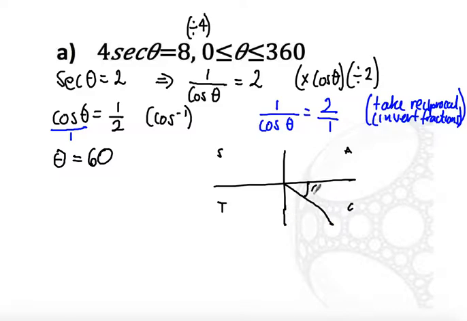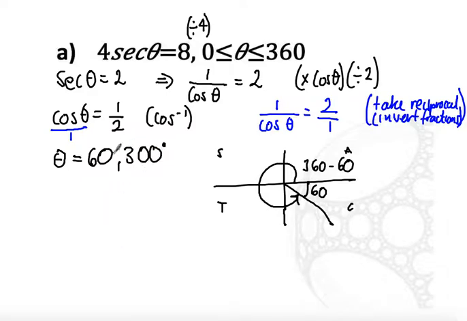So here's my 60 degrees. I need to know what is the angle all the way around from the positive x-axis in an anti-clockwise direction. This is 360 minus 60 degrees. So the other solution is 300.